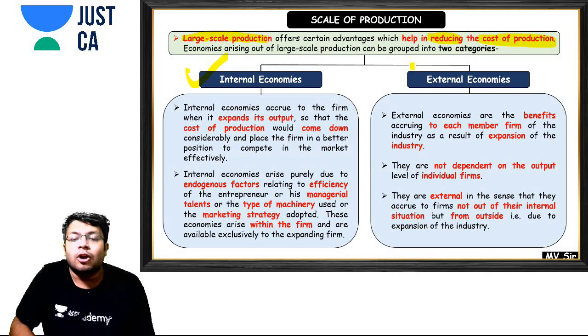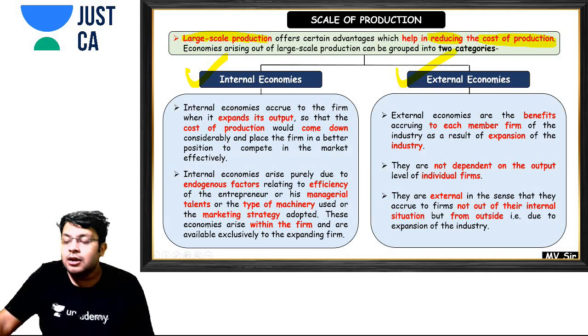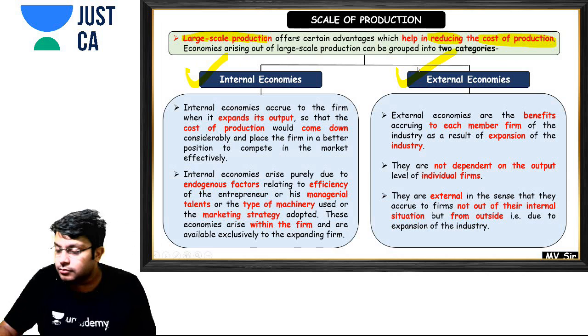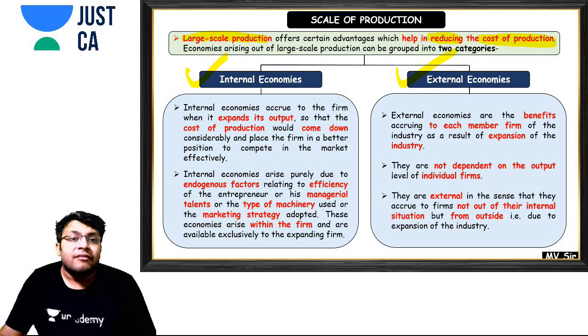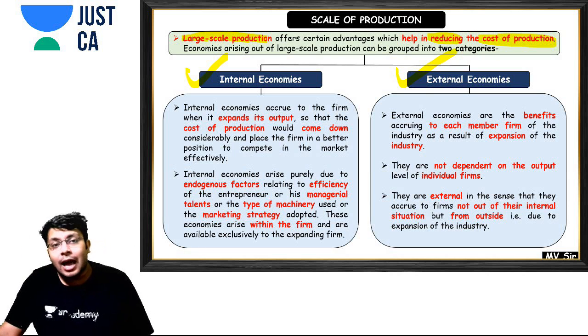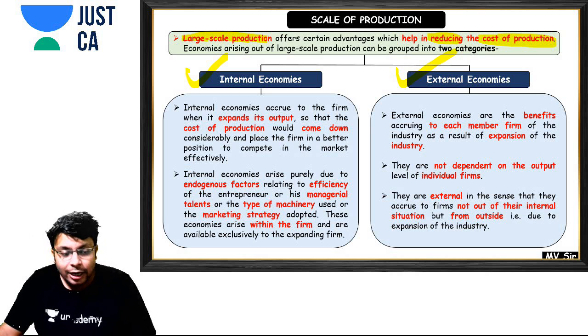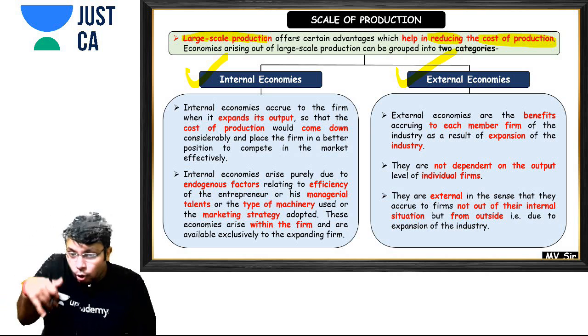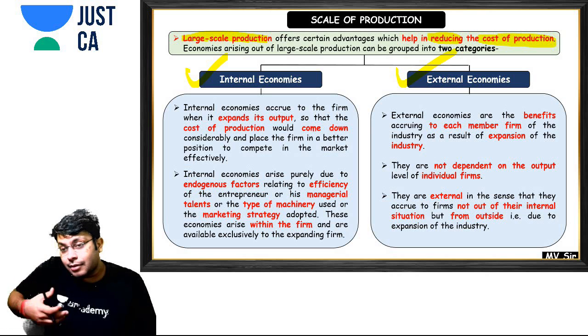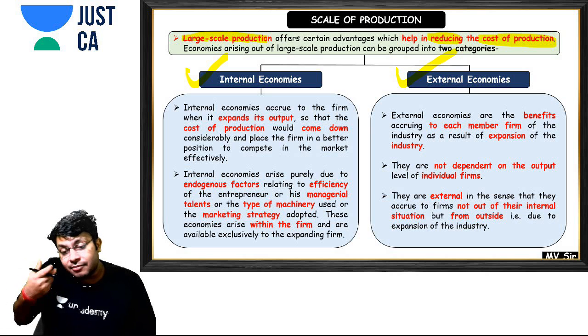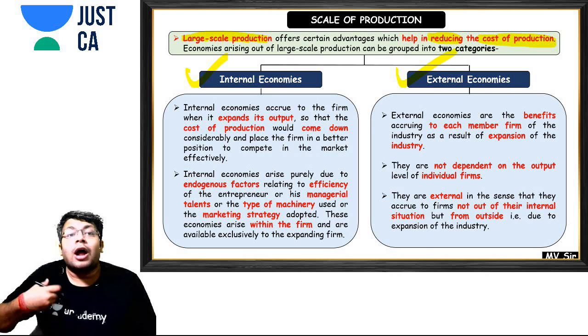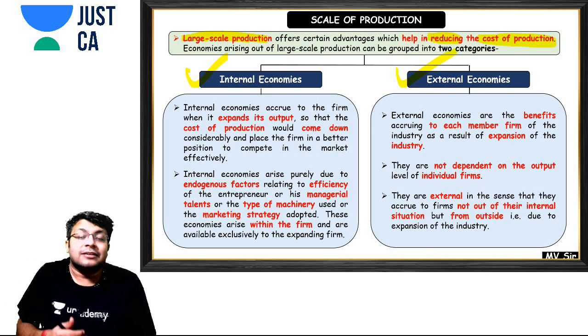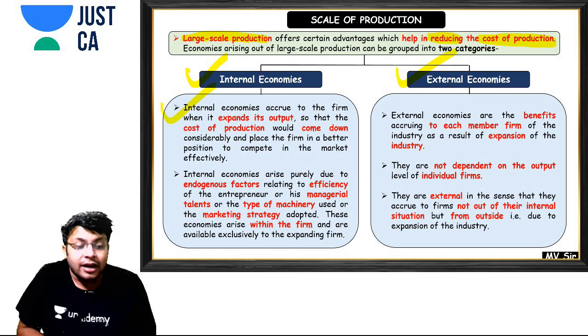One is internal economies, other is external economies. What do you mean by internal economies? Now friends, under internal economies, what happens is, when a firm expands its own output, when I am increasing my own production, and because of increasing my own output, my average cost is decreasing, that is called internal economies.